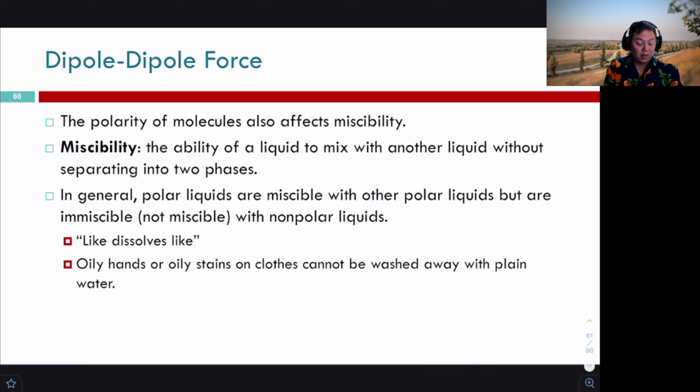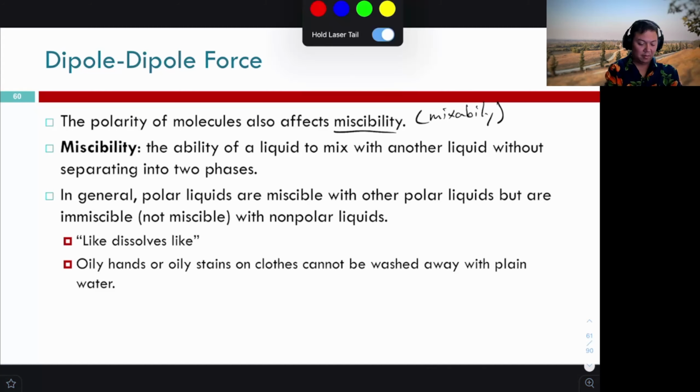So the polarity of molecules also affects miscibility, which I always read in my mind as mixability. So whether or not you can mix two things together. Because miscibility is the ability of a liquid to mix with another liquid without separating into two phases. So this is like if you added oil and water together in the same cup. You can shake it, and they'll kind of mix, but it'll be really cloudy, and then if you leave it for long enough, it'll separate out into the oil and the water again. So miscibility is where if you mix the two things together, that doesn't happen.